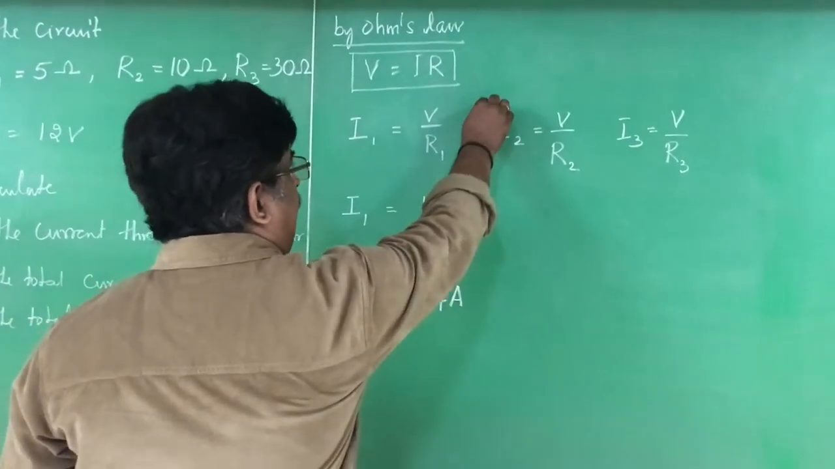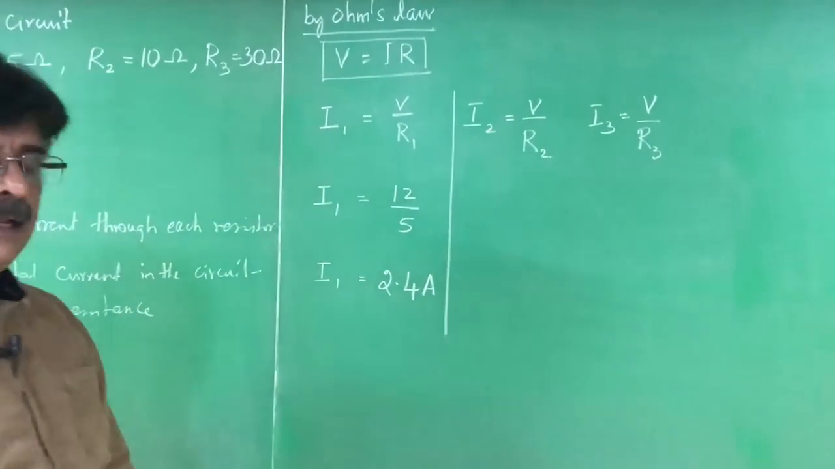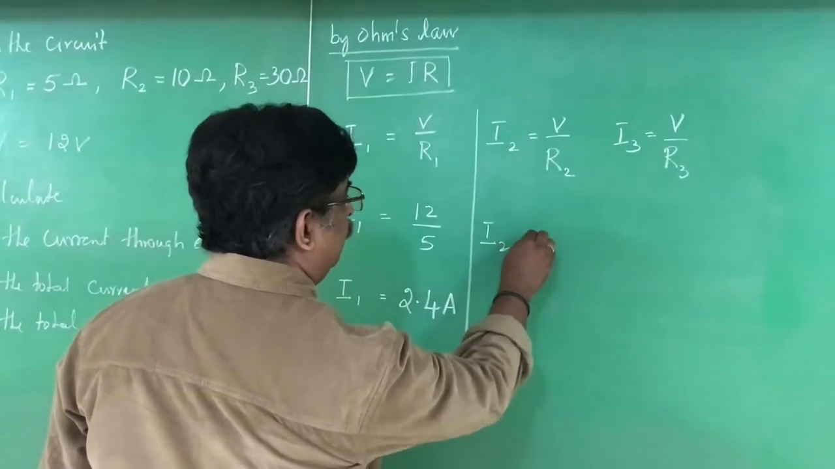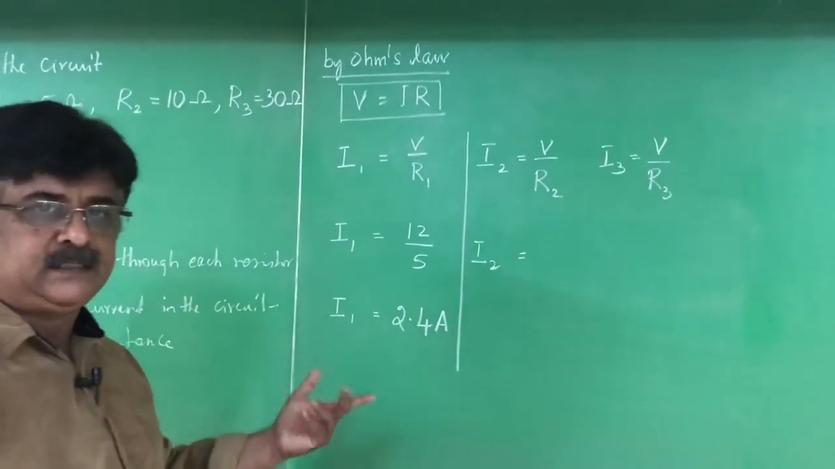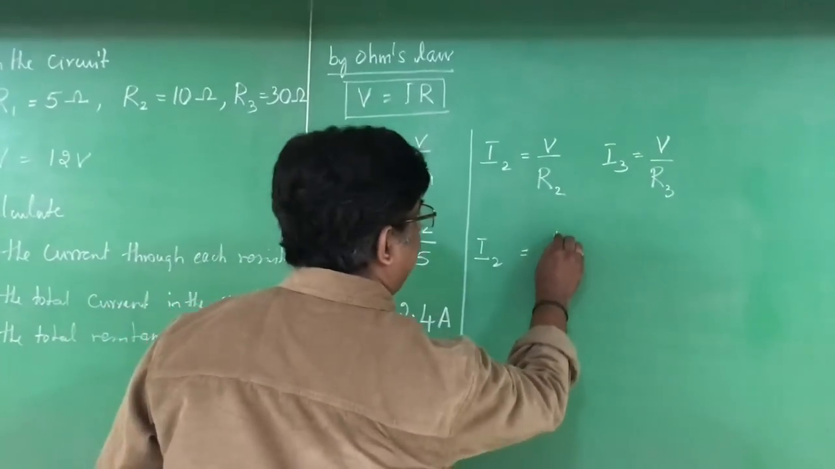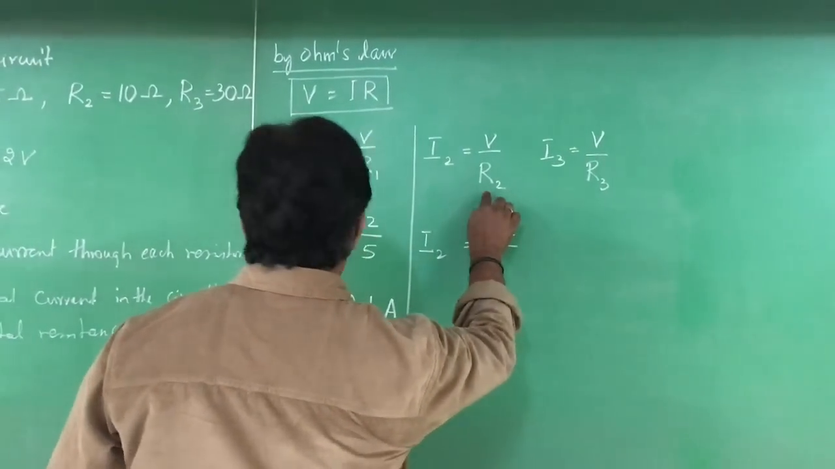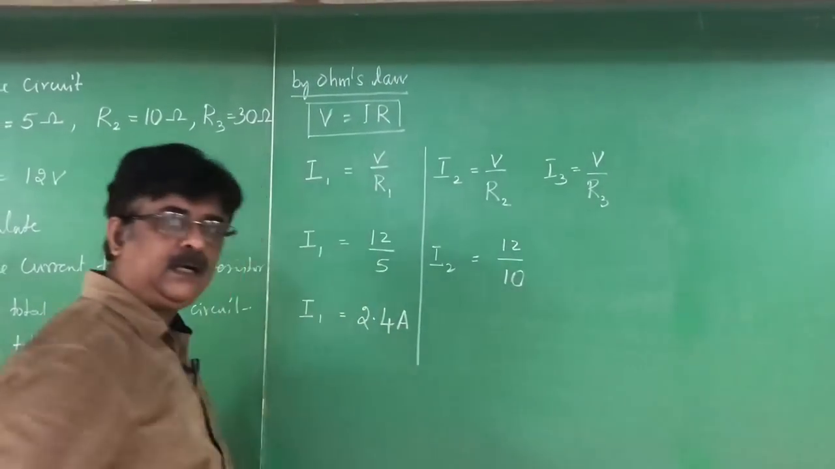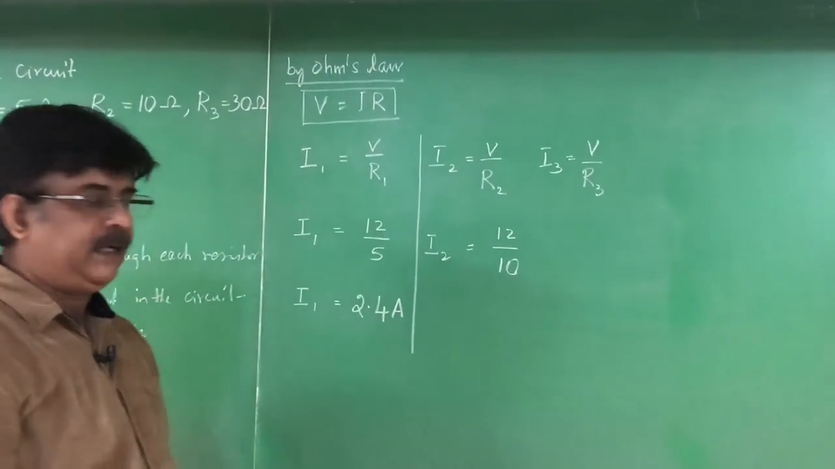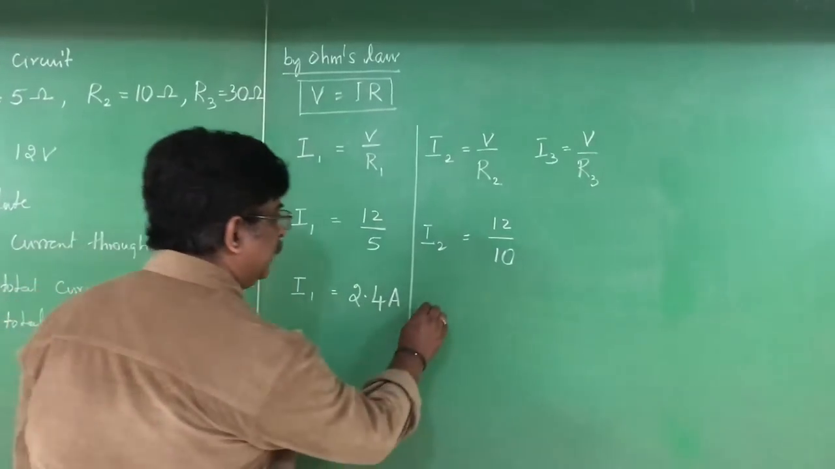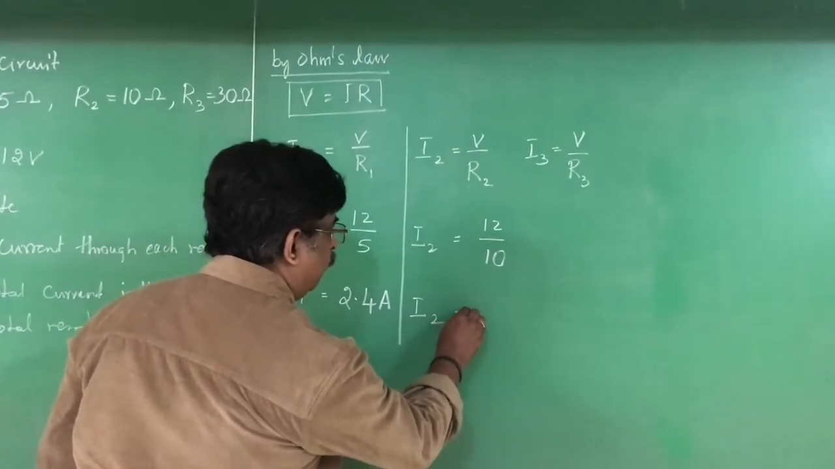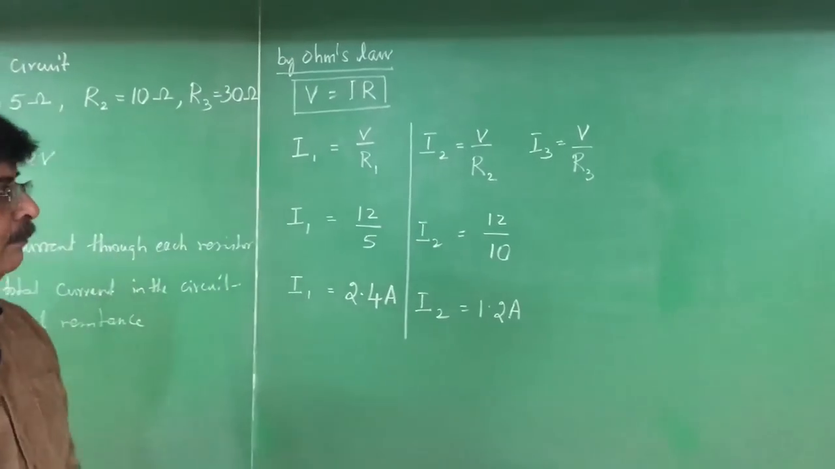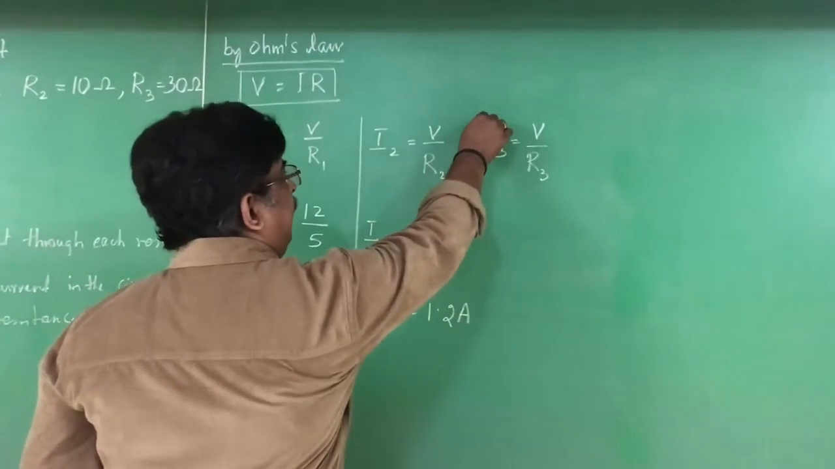Now I find I2. I2 is equal to V. What is V? V is always constant in parallel connection, that is 12, divided by R2. What is R2? R2 is 10. 12 divided by 10 is 1.2. I2 is equal to 1.2 ampere.